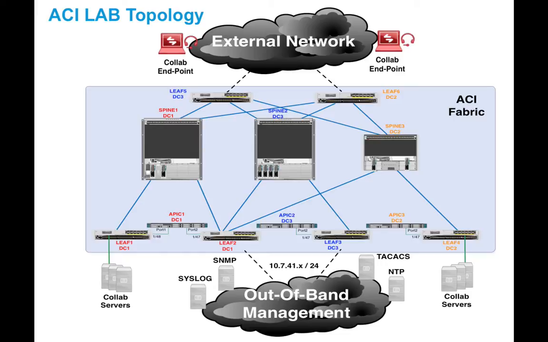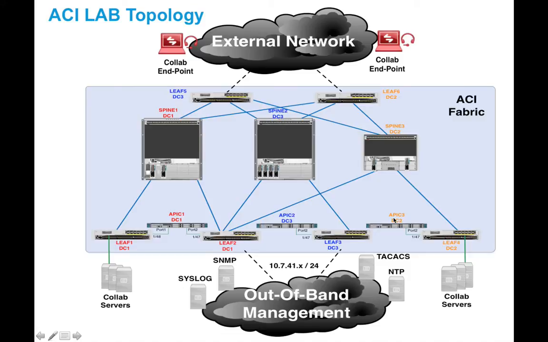There is no special configuration required for a transit leaf. It's just the way physical connections within a fabric are made that transforms a leaf into a transit leaf. I have 3 APIC controllers, 1 in each data center, APIC 1, APIC 2, and APIC 3.